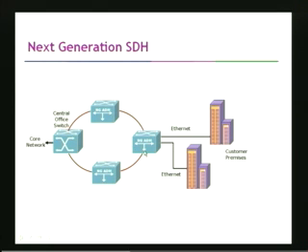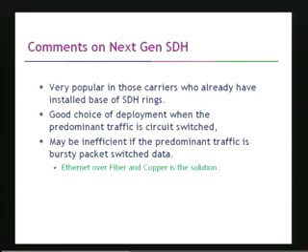So this is how next generation SDH can work, and you can give a bandwidth of 2 megabits per second or 34 megabits per second or whatever, and one can do flow control between the Ethernet flow and the allocated bandwidth in the next generation STM.